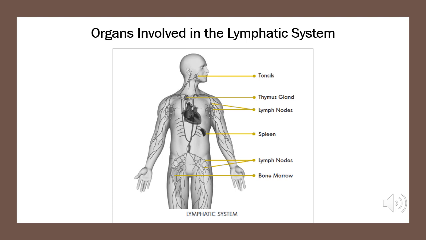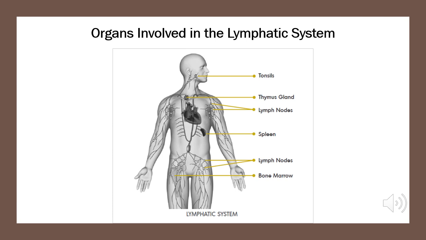Then we have the thymus gland. This gland is located behind the sternum. This gland is the one that produces the T lymphocytes. They are the ones that differentiate between the body's own cells and the alien immune cells.